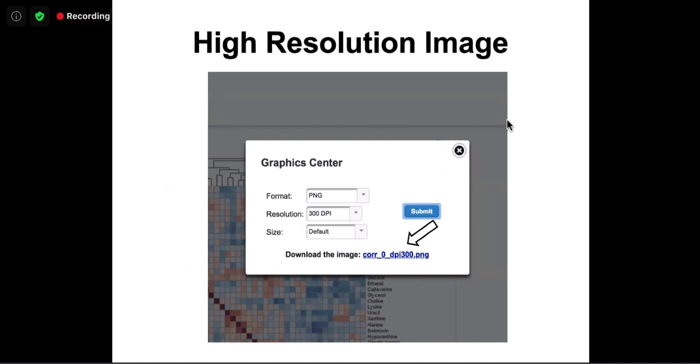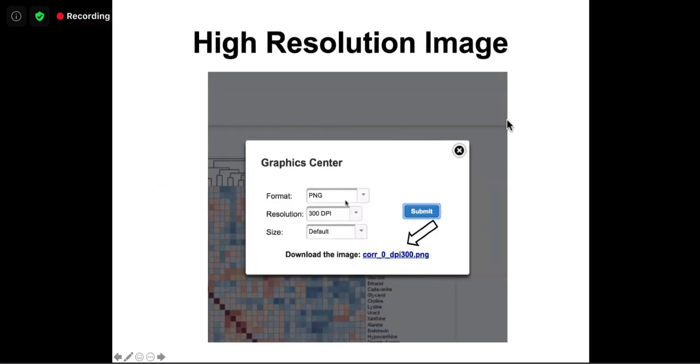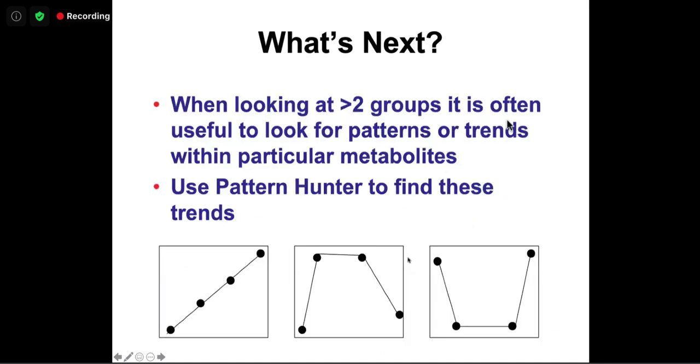Some people want a publication quality figure, so you need a higher resolution. It's PNG or PDF or SVG, and you can select the DPI, dots per inch. So you can see this icon for your generated figure. You select the format, select the resolution, click submit, and you will get a 300 DPI one. So we get the figures, and now we go to the next group.